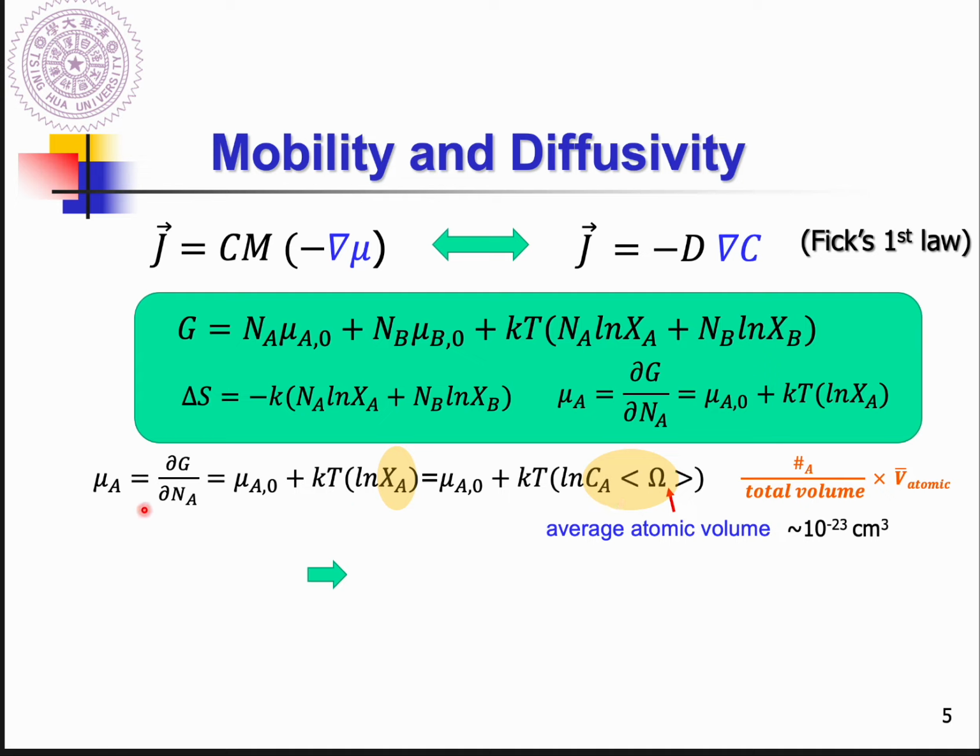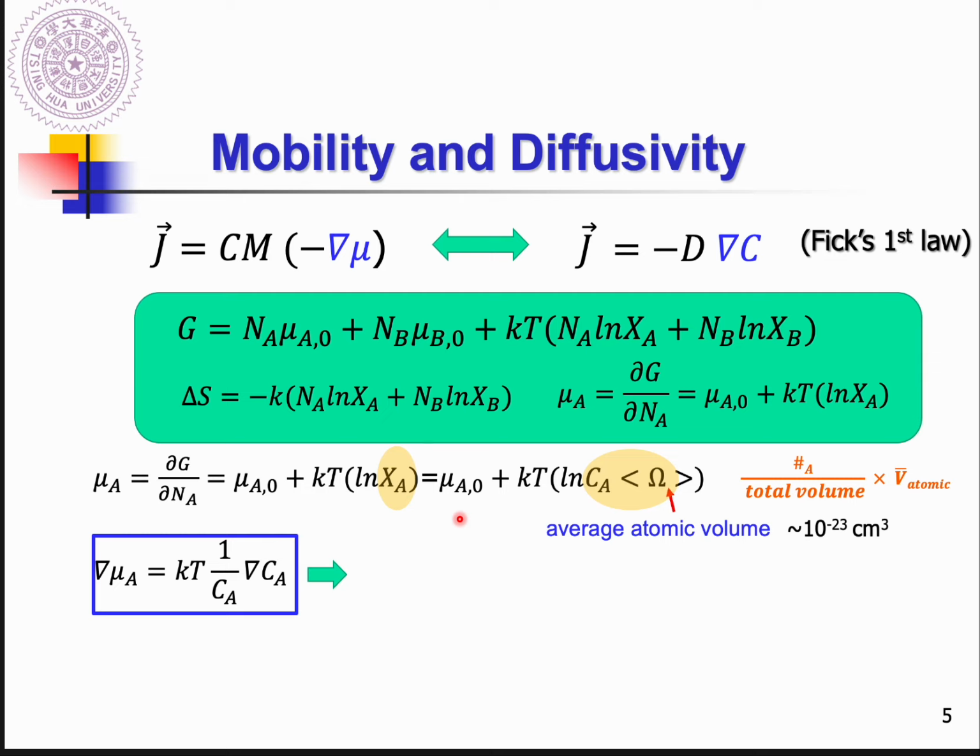So let's take the gradient of this equation. Gradient means you take the partial derivative with respect to distance, right? So if I take the partial derivative with respect to distance, mu A0 means the chemical potential of atom A in pure material. So when taking the partial derivative with distance, this chemical potential of atom A is not going to change with distance, right?